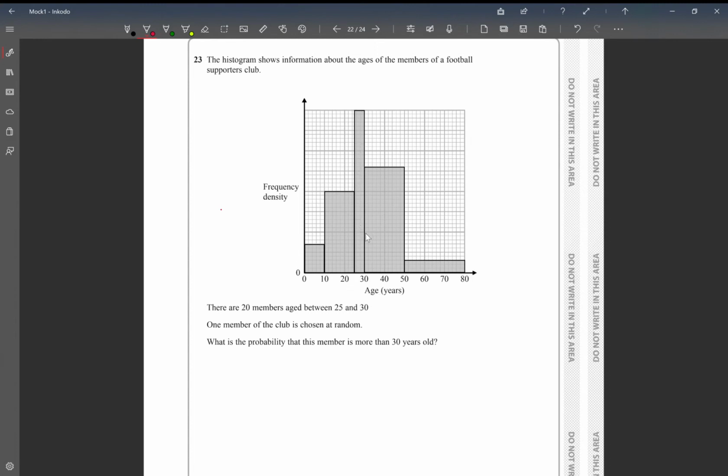So what you're going to be doing is the class width times frequency density equals the frequency. Now this time we know the frequency, we don't know the frequency density, so what we'd be doing is frequency density equals frequency divided by the class width. Okay, so the frequency we know is 20. We're going to divide that by 5. So we know the height of this bar is going to be 4.